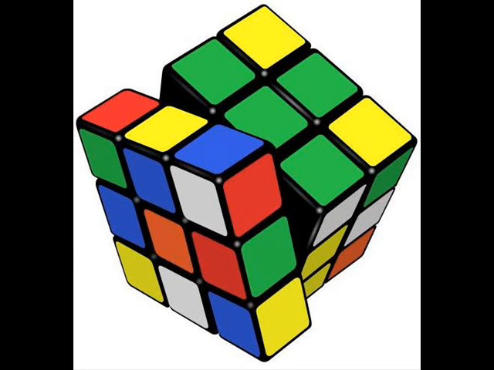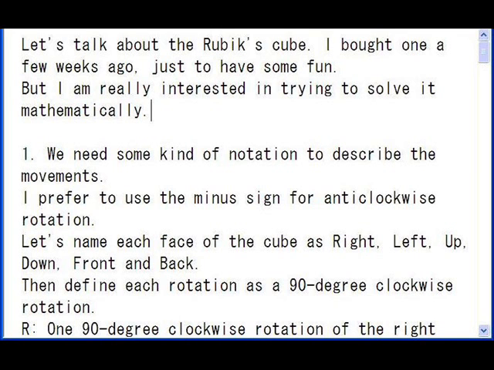Let's talk about the Rubik's Cube. I bought one a few weeks ago just to have some fun, but I'm really interested in trying to solve it mathematically. We need some kind of notation to describe the movements. I prefer to use the minus sign for anti-clockwise rotation.